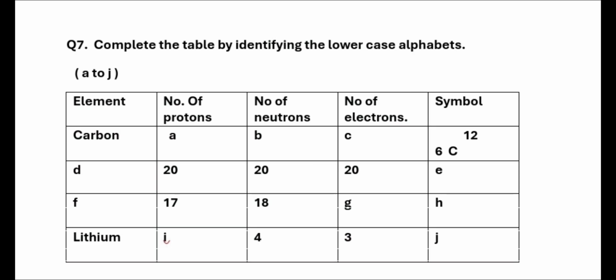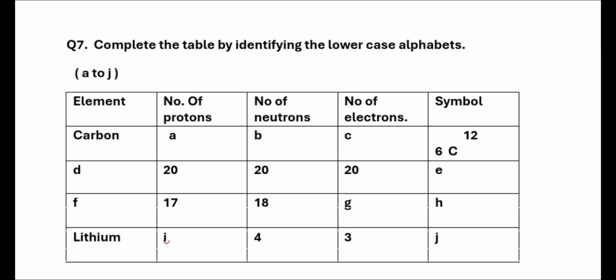The next question is complete the table by identifying the lowercase alphabets. This is actually with the elements, their atomic number and their mass number. So when you have an idea about the atomic and the mass number, you can easily determine the values or the names against the alphabets that are provided to you to be determined from A to J.